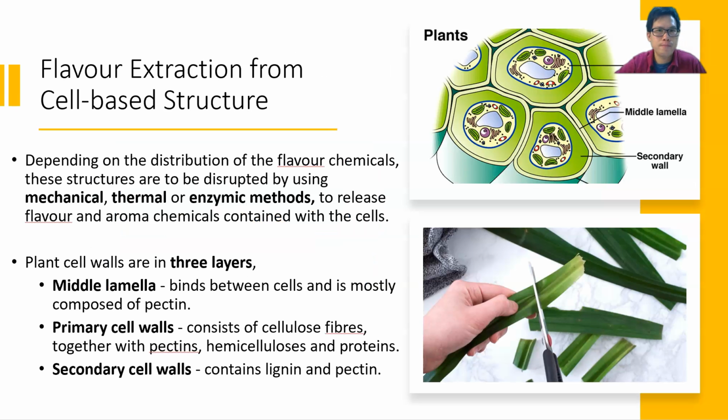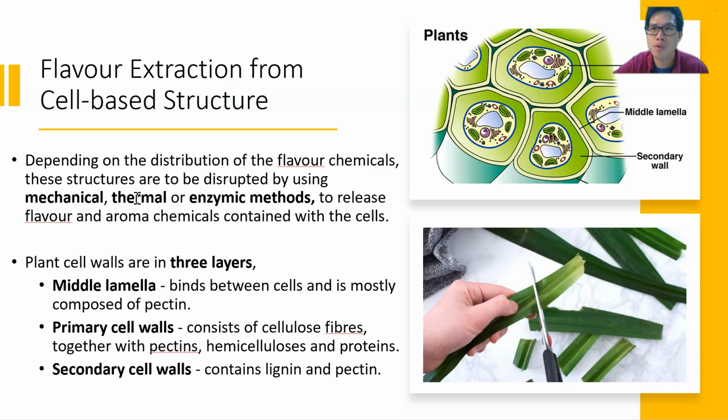So as I mentioned, it really depends on the location of the flavor chemicals or flavor molecules. If needed, you need to disrupt the structure of the plants. You can use mechanical methods like grinding, cutting, and blending, or thermal heat. Usually heat is not really that advisable, because a lot of the molecules are heat sensitive. But in some cases, heat is preferred as well.